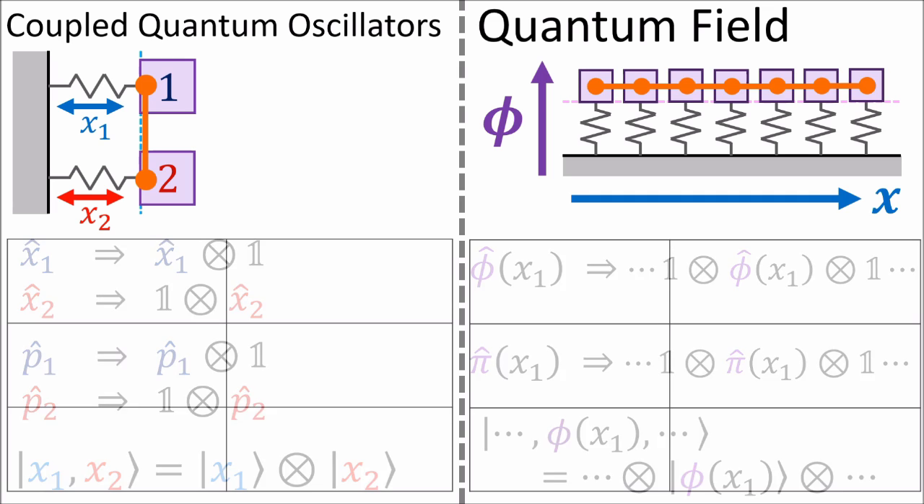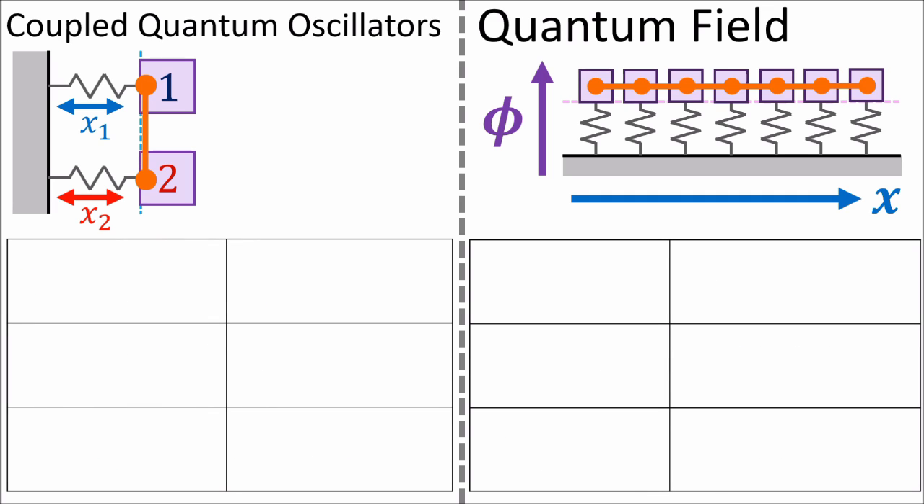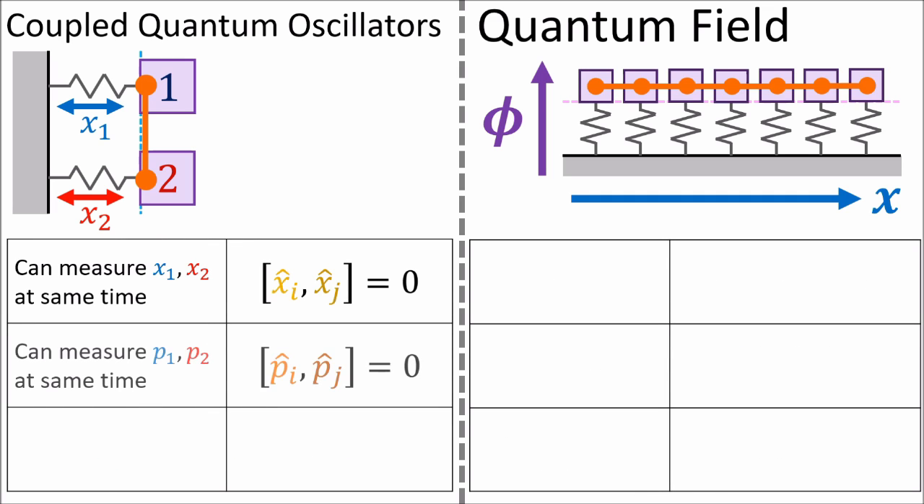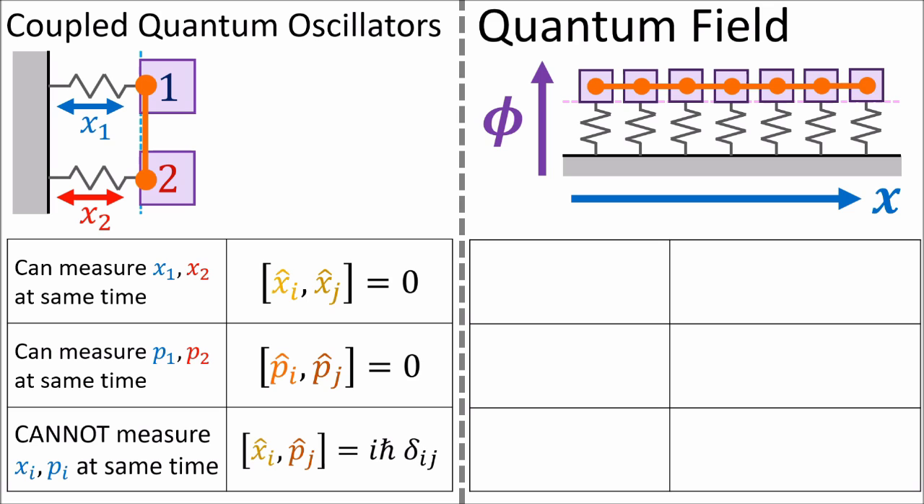For the coupled oscillators, I said it was always possible to know the exact positions and exact momenta of different oscillators at the same time. But it's forbidden to know the exact position and exact momentum of the same oscillator at the same time. So it's only x and p for the same oscillator that have a non-zero commutator, indicated by this Kronecker delta when i and j are equal.